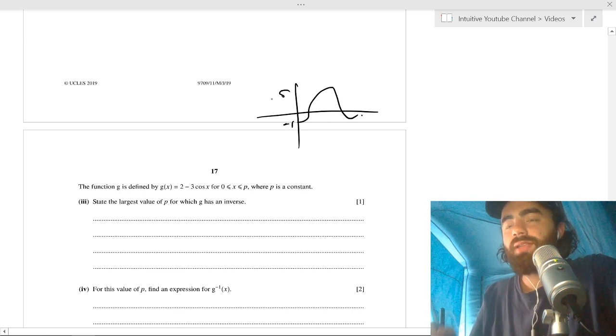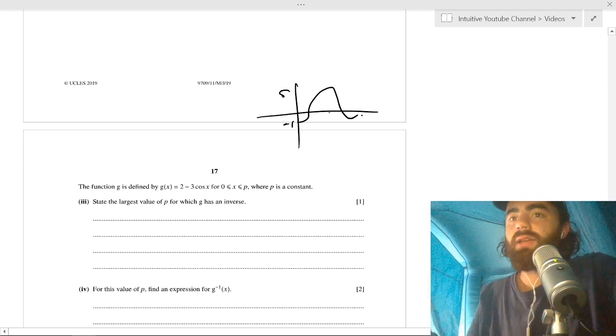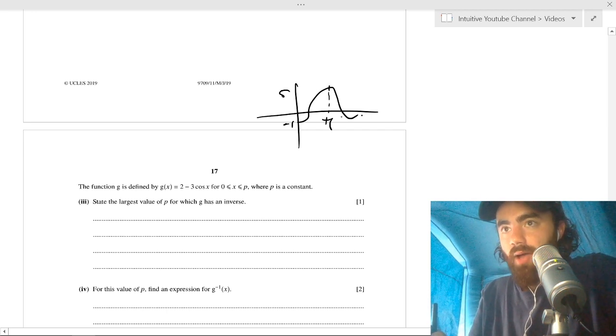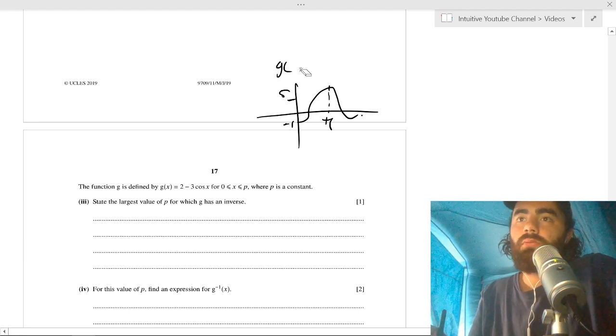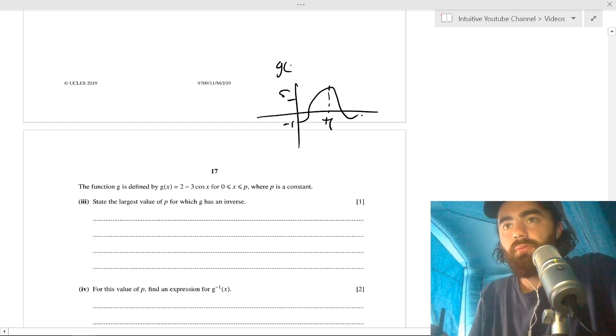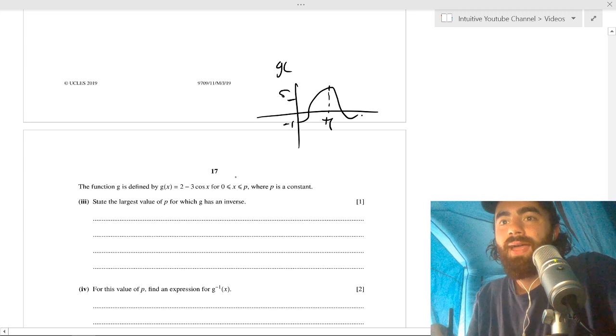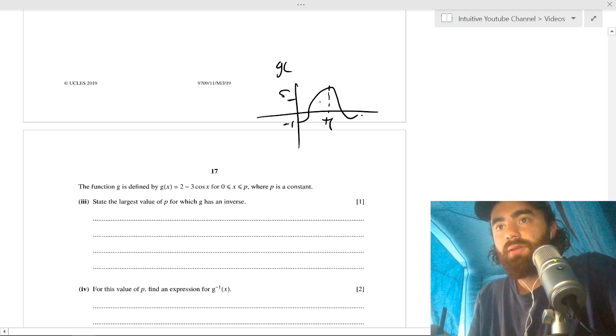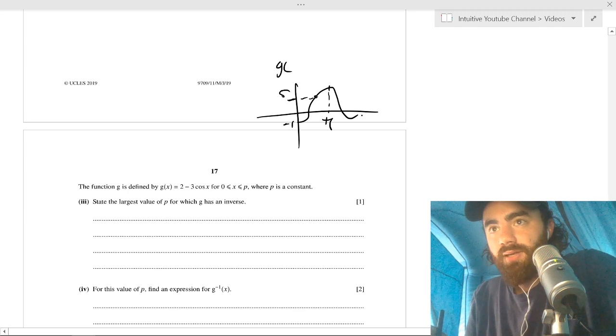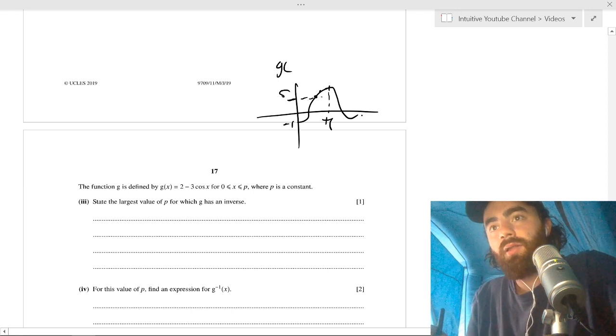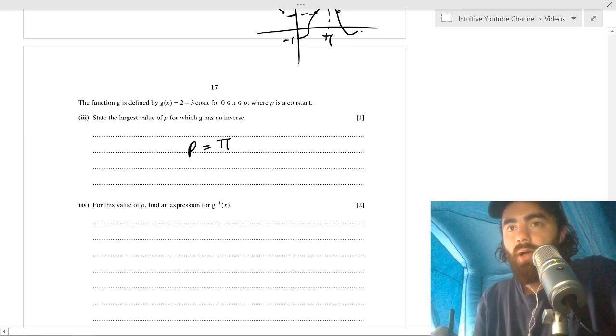G has an inverse when it's 1 to 1. If it isn't, then it doesn't have a direct inverse, because we'll get 2 values for one input. So that stops happening at pi, because when we put one value of x in, we get 2 values for g of x. Past this point we're getting one value, and past this point, for one input, we're getting 2 values here. I hope that's clear. So your p is actually going to equal pi.